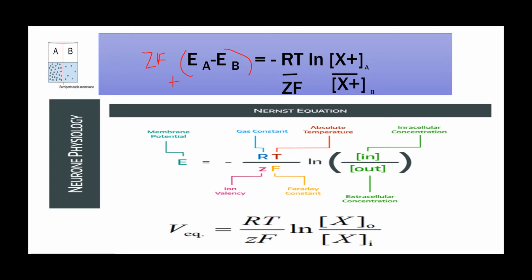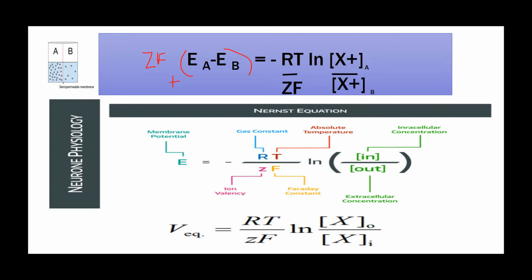So here it is the membrane potential. This potential difference is the potential difference between inside and outside the cell at the resting state. It is the equilibrium potential, the membrane potential for a specific ion, where R is the gas constant, T is the absolute temperature, Z is the valency of that ion, F is the Faraday constant, and the log base e is of the intracellular concentration of that ion divided by the extracellular concentration of that ion.